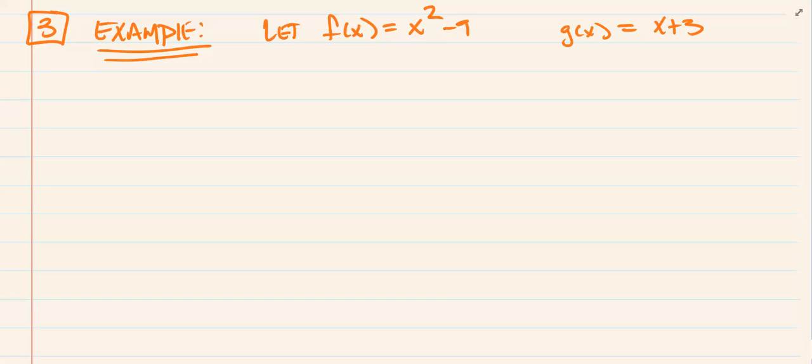Okay, what's the individual domain for f of x? Yeah, how come? This one's all real numbers. Why? There's a reason. It's a quadratic, right? The domain for that's all real numbers. What's the domain for my g of x? Yeah, it's a linear function. Linear functions are all real numbers. Sweet, so far so good. Okay, good. Now, let's do this one.